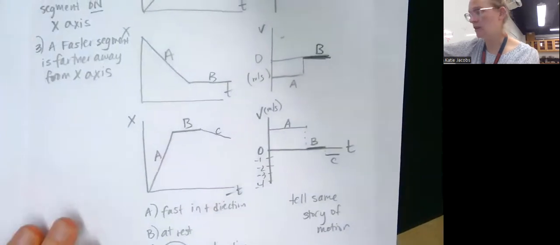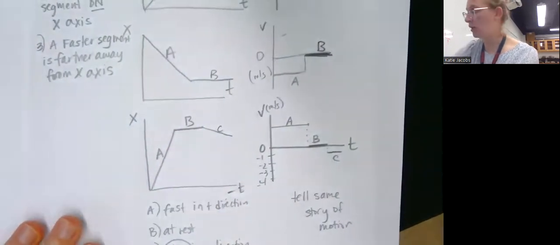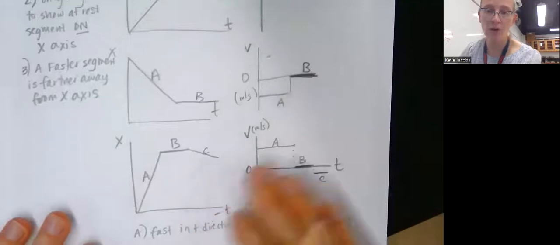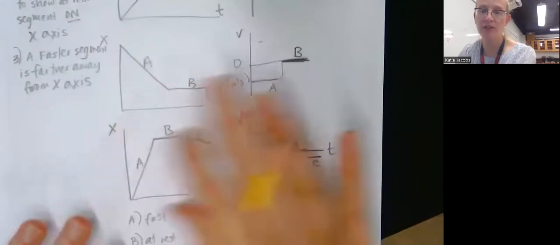Okay. Hopefully this was helpful for you to understand how to go from a position graph to a velocity graph.